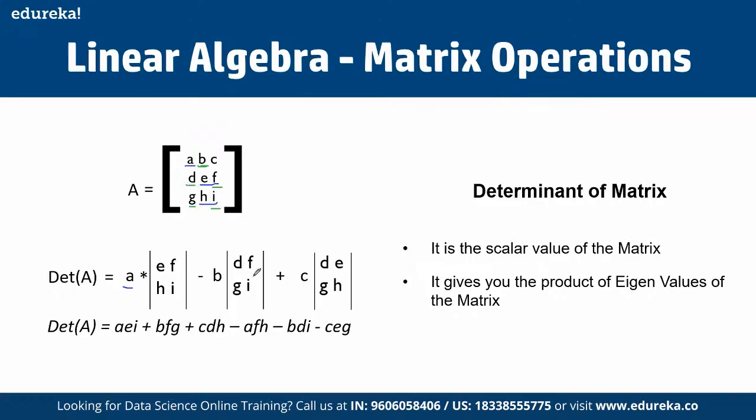As you can see here, this is going to be multiplied by B, and then same with C. What we are going to do with C, again, no elements of the same row or same column are going to be taken. So C is going to be multiplied by D, E and G, H, as you can see here. So it simply gives us the product of the eigenvalues of the matrix. And that is what we mean by the determinant of a matrix here.